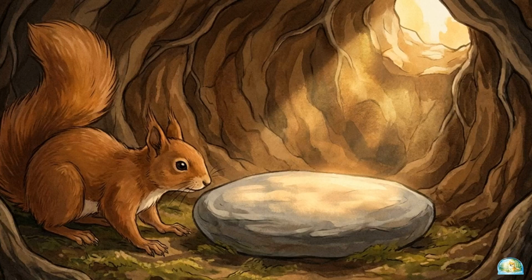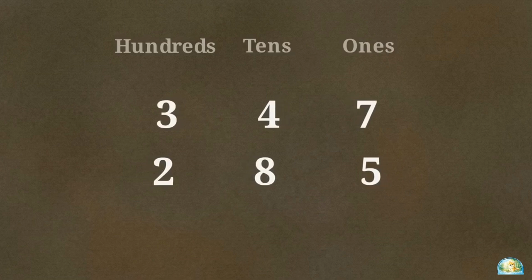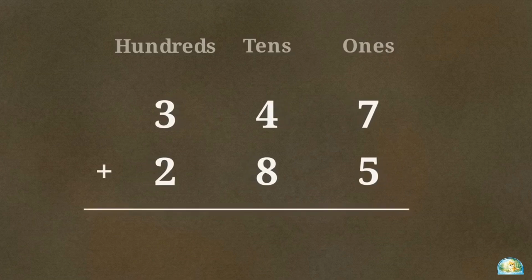Hazel reaches the first chamber. Inside, a flat stone waits, holding a mathematical record. Before we calculate, we have to set the structure. Align ones under ones, tens under tens, and hundreds under hundreds. Keeping these digits perfectly aligned in their proper columns is the non-negotiable rule that makes the standard algorithm work.